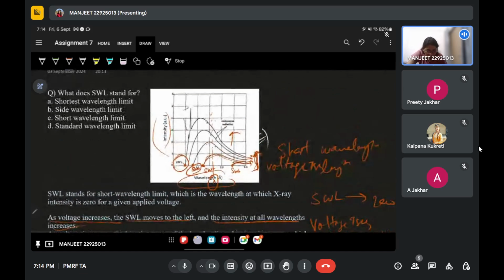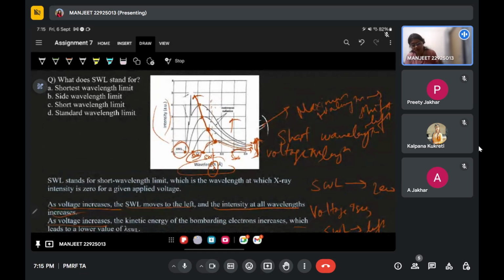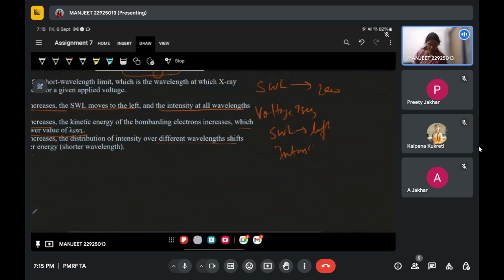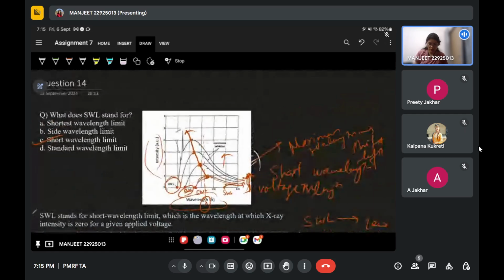You can also see that this maxima is also moving with your voltage. With increasing voltage, the wavelength of the maximum will also shift toward the left, toward the lower wavelength. This maxima is here, now it is moving here, now it is moving here. So this SWL represents the short wavelength limit, that is your C part. Okay, so this is all about the SWL.